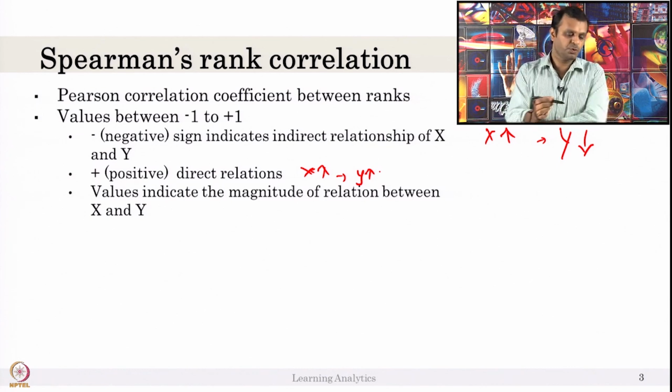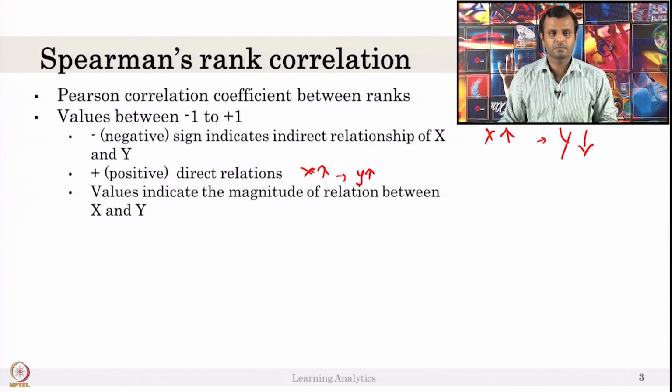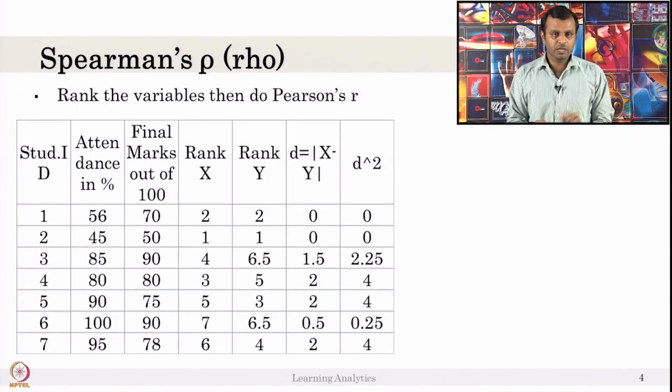The first point: the Pearson correlation coefficient between ranks is called Spearman's rank correlation. Spearman's rank correlation is nothing but the Pearson correlation coefficient applied on the ranks of the variables we use. We will discuss that in detail in the coming slides. So, let us look at that. Rank the variables, then do Pearson's r, and that is exactly what Spearman's rho is.